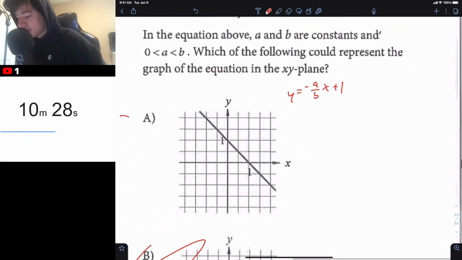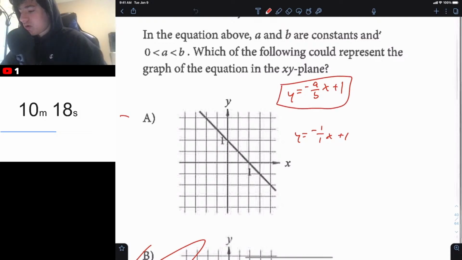So let's see what we can do. Let's take a look at the slope of this guy. The slope is going to be a negative 1. So it's basically like saying y equals negative 1 over 1x plus 1. And this is what we're comparing our new slope to. This is our new slope because I just figured it out.